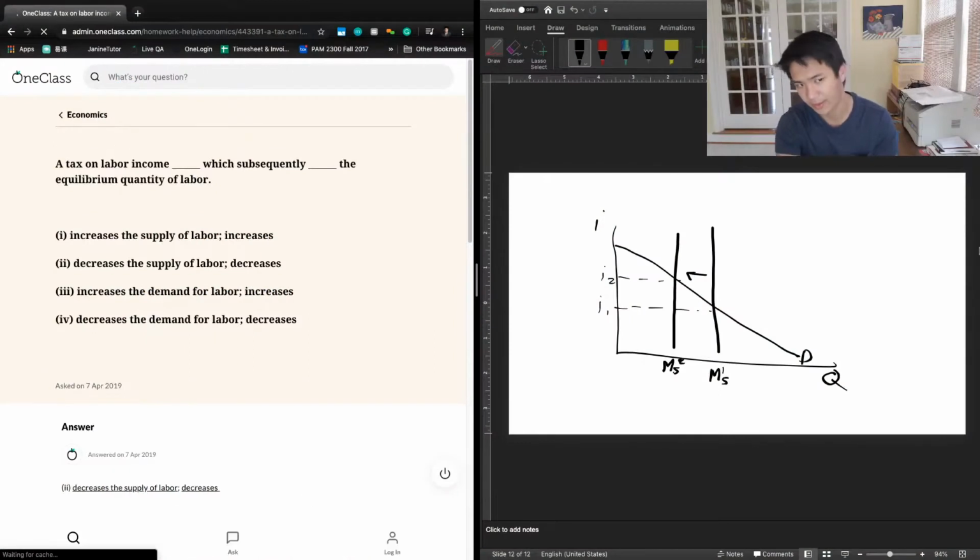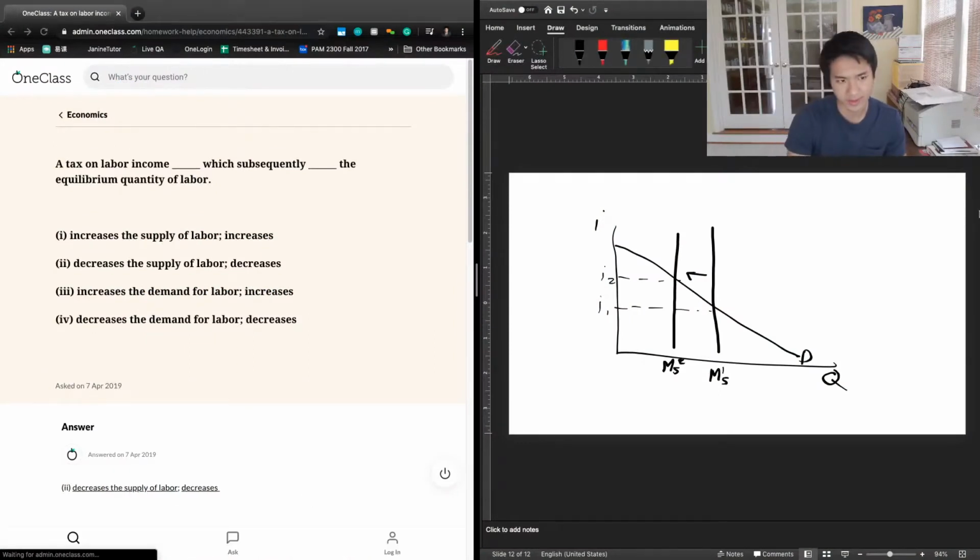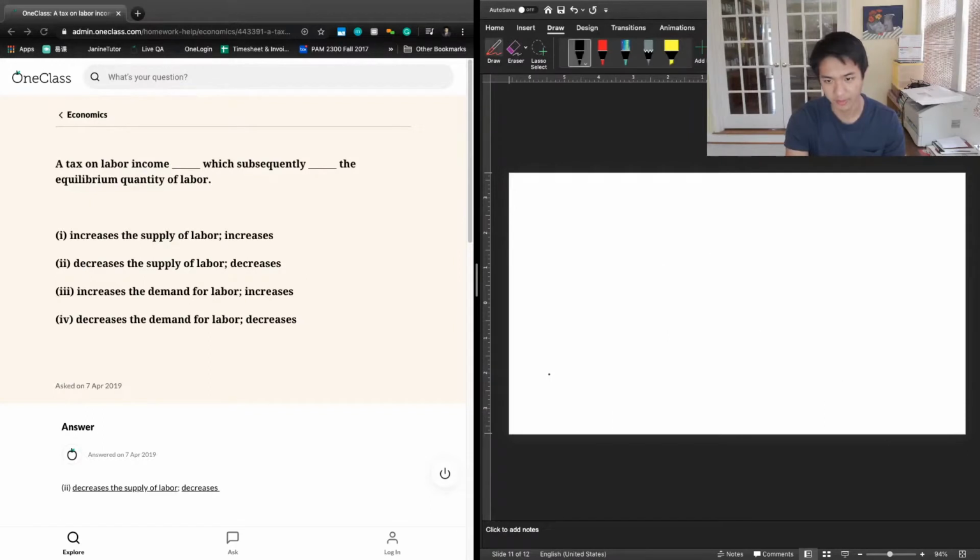Okay, so the next question says a tax on labor income blank, which subsequently blank the equilibrium quantity of labor. And we have answer choice 1 is increases the supply of labor and increases. Answer choice 2 says decreases the supply of labor and decreases. Answer choice 3 says increases the demand for labor and increases. And 4 says decreases the demand for labor and decreases.